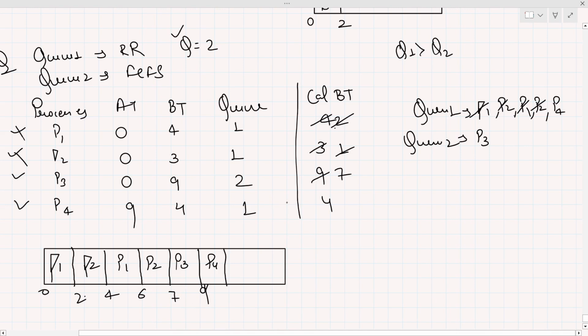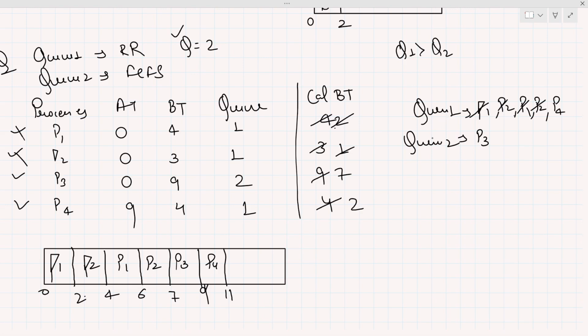Now, what is the burst time for process P4? It is 2, but in Q1 we have to apply round robin. So what is the time quantum? It is 2, so we execute it only 2 units, from 9 to 11. What is the burst time left? It is 2. Okay. After that, we have to check whether any process is available in Q1 or not.